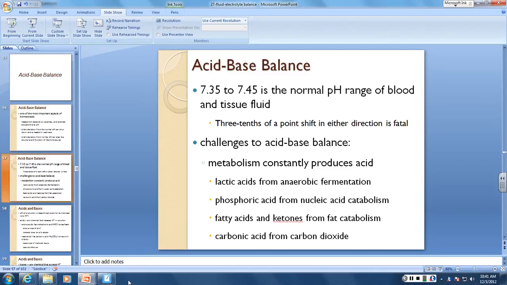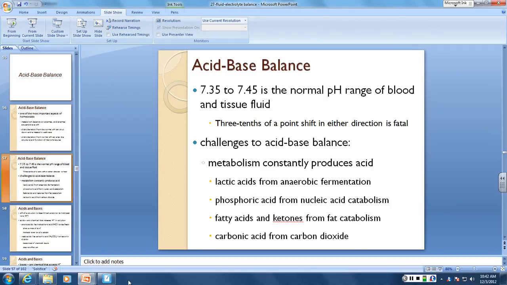Okay, so 7.35 to 7.45 is the normal pH range of blood as well as tissue fluid. We know that the stomach is not in that range, right? The pH of the stomach is where? Right, so very low, even less than 1. So the environment there must be very different.